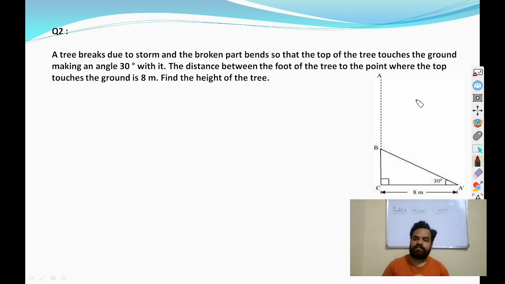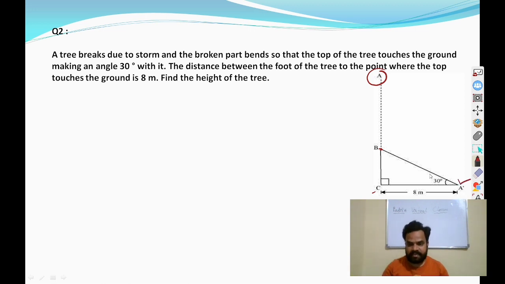So observe the diagram, all of you. Here the diagram is not given in the question. We need to draw. So what I did, I consider the tree. The overall height of the tree is AC. A to C I took. The tree is broken at a part B. It is broken at part B and touching the ground. And the point where it is touching the ground, I took as A dash.